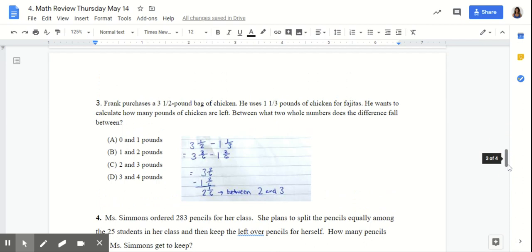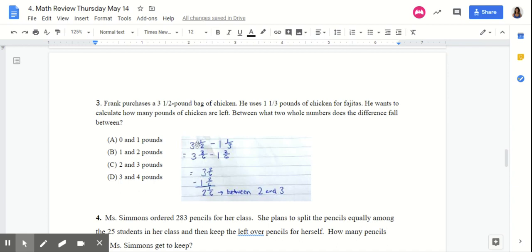Okay, number 3. Frank purchases a 3.5 pound bag of chicken. He uses 1 1/3 pounds of chicken for fajitas. He wants to calculate how many pounds of chicken are left. Between what two whole numbers does the difference fall between? So for this one, clearly I need to solve first for how much the difference is. So I'm doing subtraction in order to understand which two numbers the pounds of chicken will fall in between.